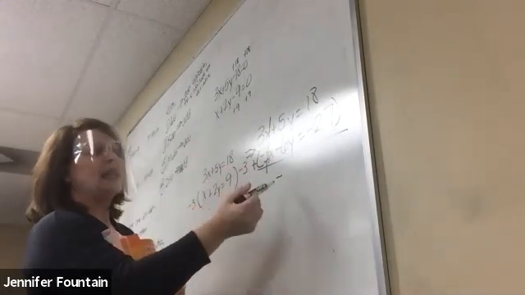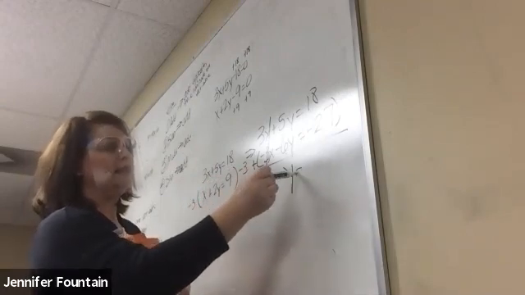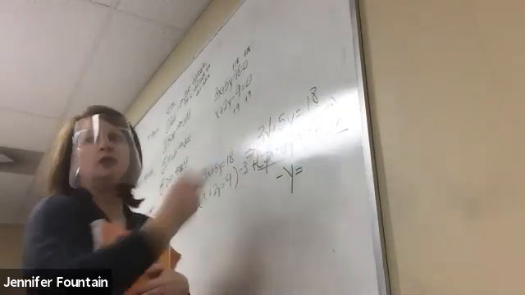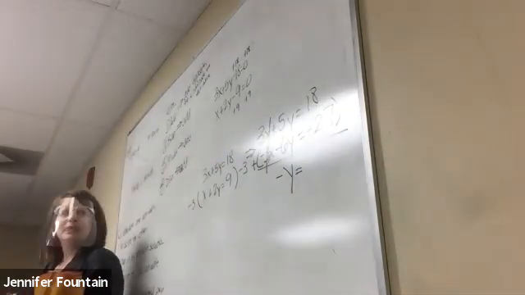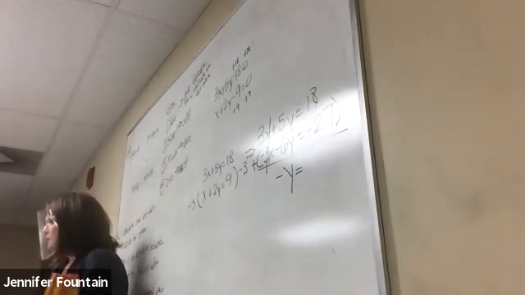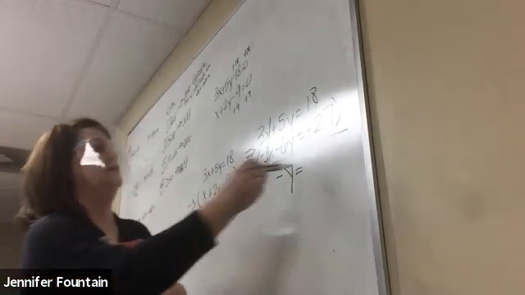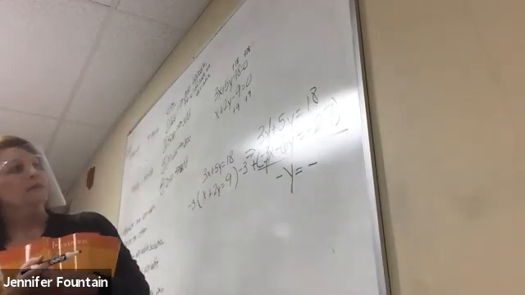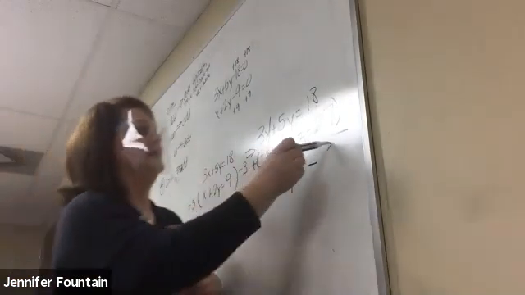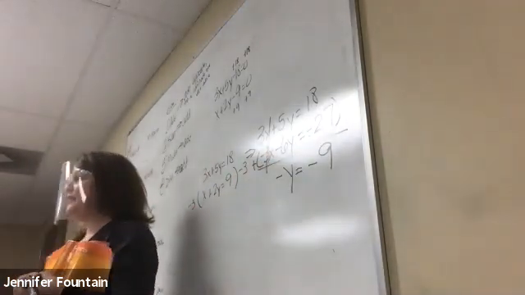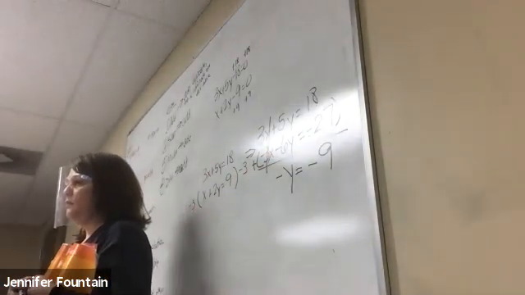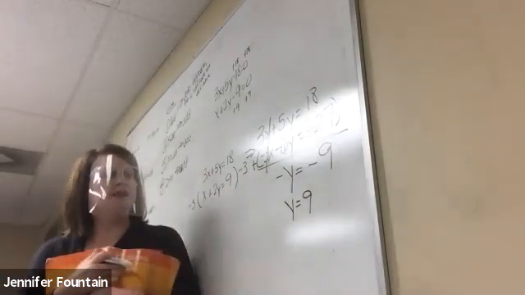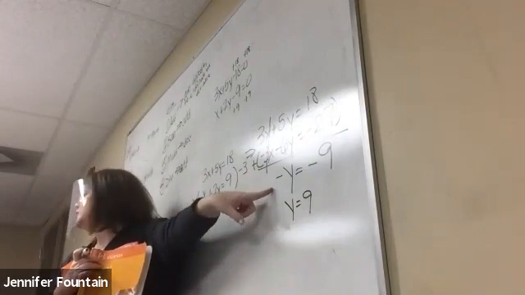5 plus negative 6 is going to be negative 1. So I have negative y is equal to 18 plus a negative 27. So what is 18 plus a negative 27? Negative 9. So if negative y equals negative 9, what does y equal? Y equals 9. Okay, so remember, this is the same as multiplying by negative 1.